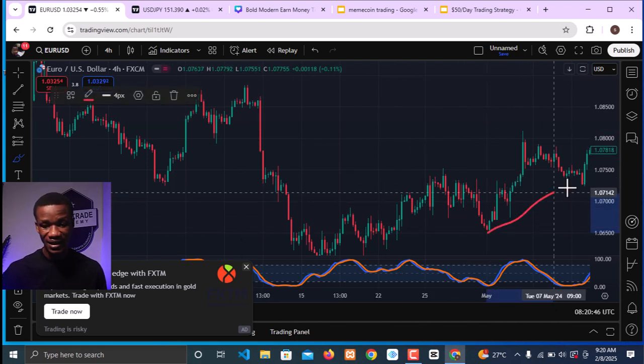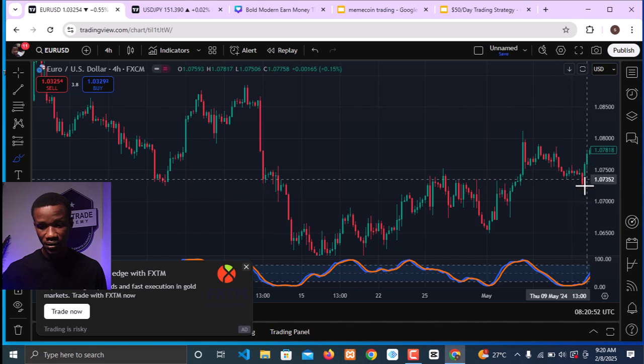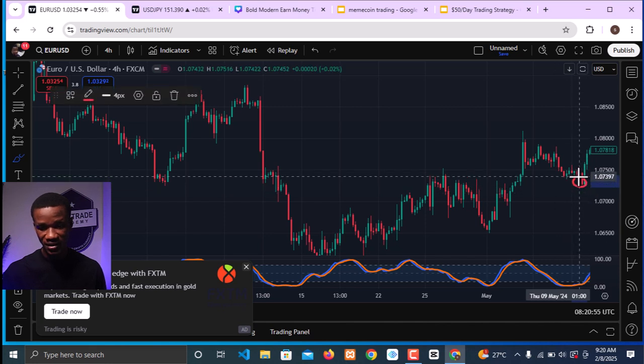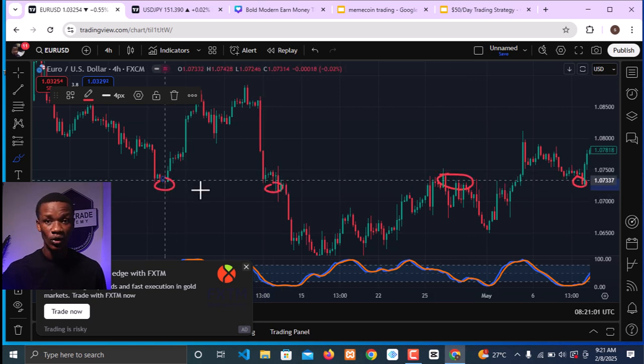And the next thing is the resistance and support. If you look at this very point right here, this was support. We have resistance at this very point and support at this area, support at this very point. You'll discover that it aligned with rule number 2.